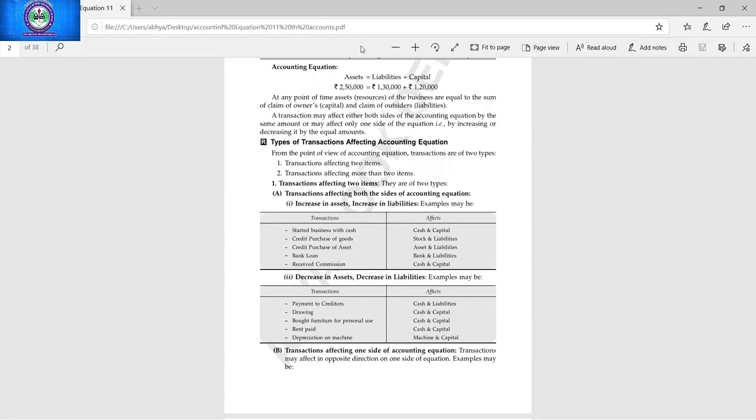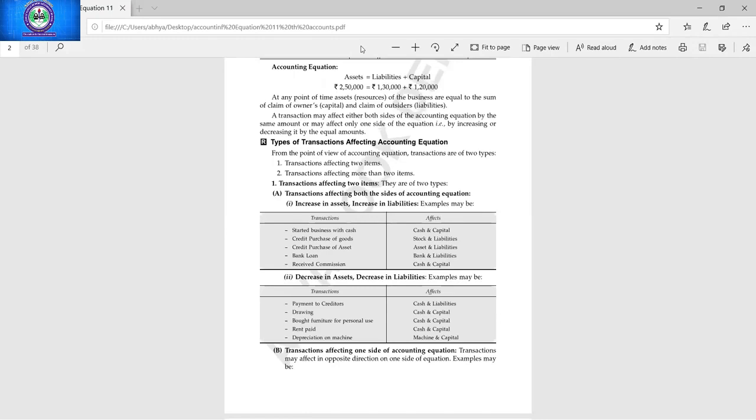So cash is the asset, left hand side is affected, and capital is the liability, right hand side is affected. Similarly, payment made to creditors: cash is decreased, and on the other hand, liability is decreased. Cash is part of assets, on the left hand side, and creditors are part of liabilities, on the right hand side. So all these examples which we have discussed till now are examples where both sides are affected.